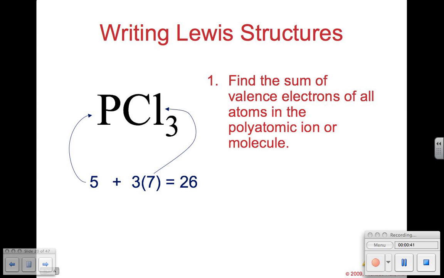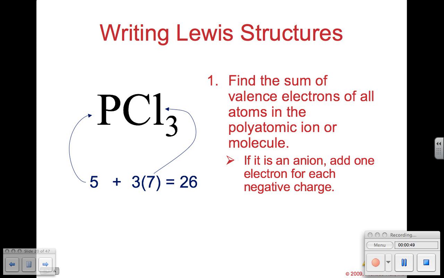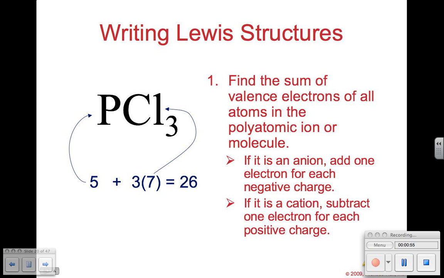interact with each other. So the first step in writing a Lewis structure is to tally up the total number of valence electrons for all the atoms in a structure. So find the sum of valence electrons of all atoms in the polyatomic ion or molecule. We'll do Lewis dot structures for ions as well as molecules. If it's an anion, remember to add additional electrons according to the negative charge that the compound has. If it's a cation, you want to make sure to subtract that.